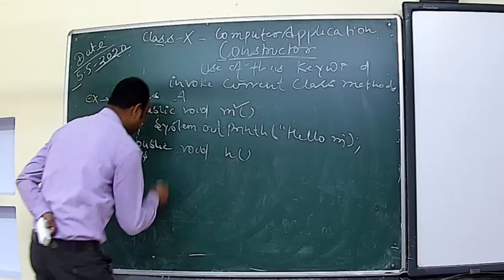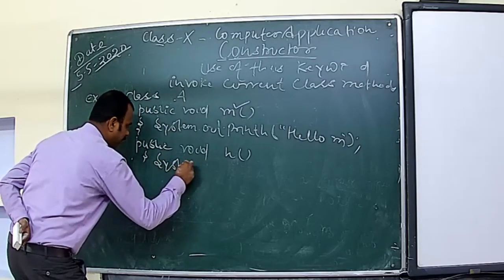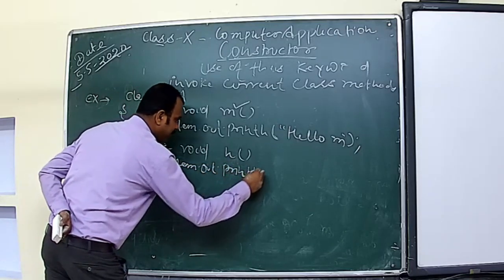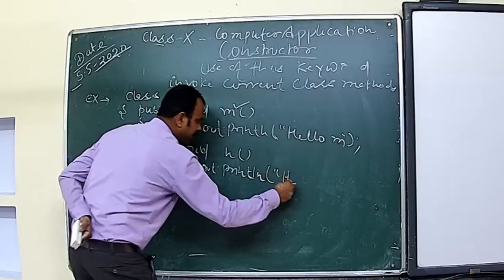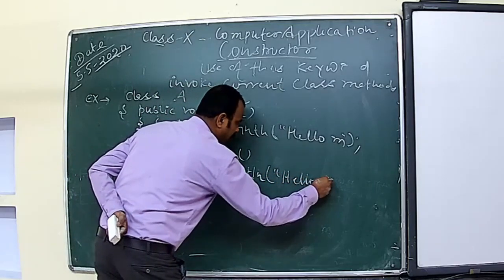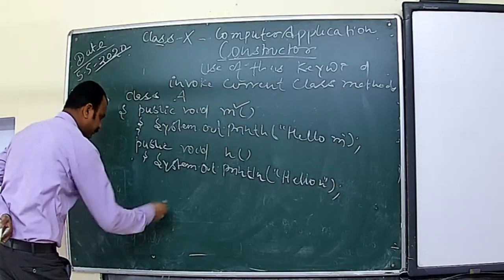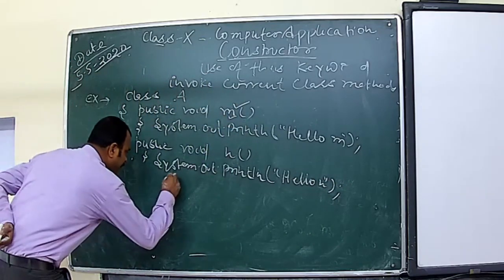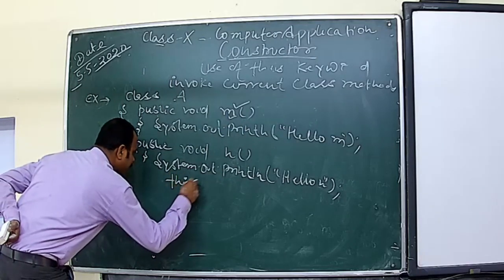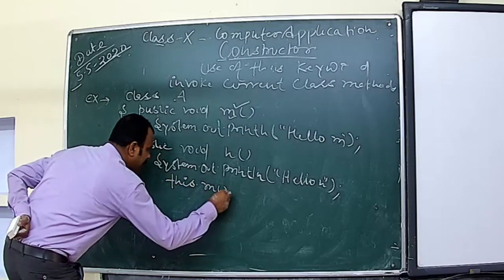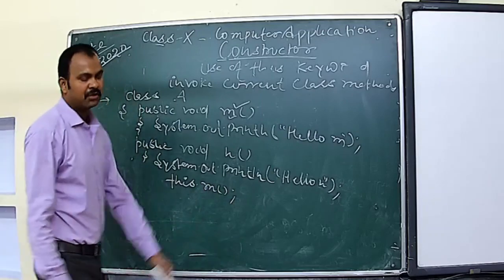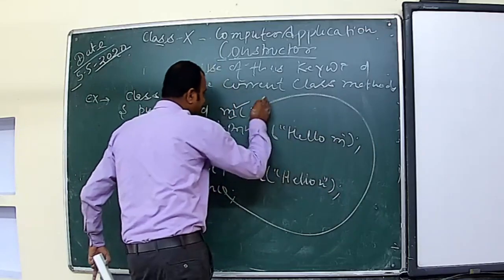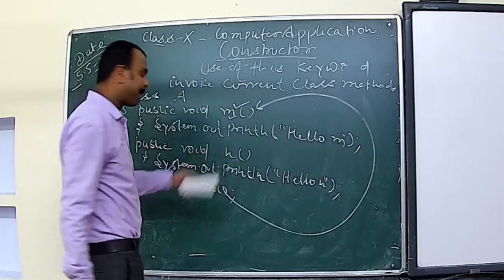First of all, we'll display something for N: System.out.println, "hello N", and then we will call this M function. So how to call it? We'll write here this.M, this.M. So this function would be referred to, invoked inside this function.